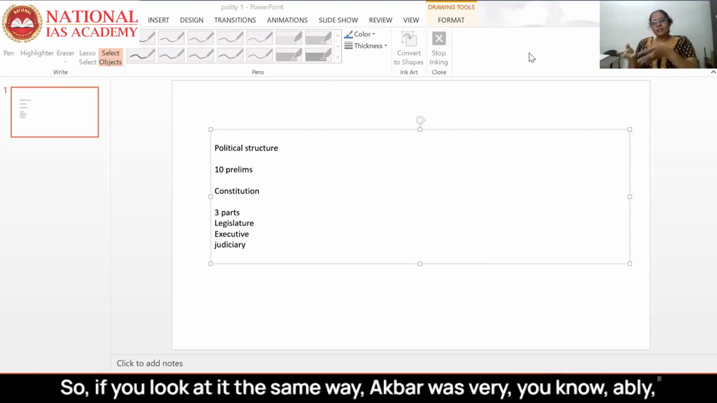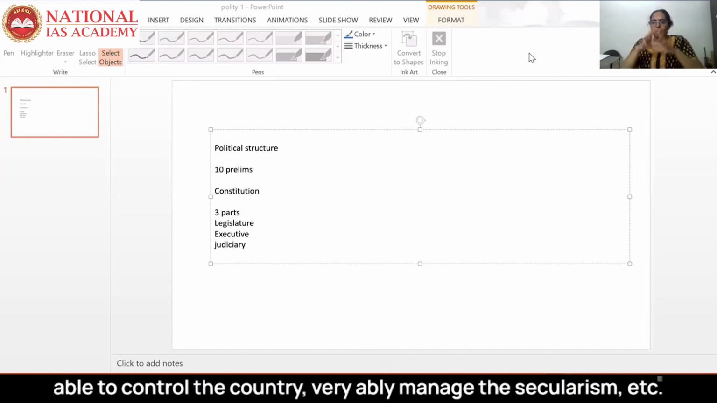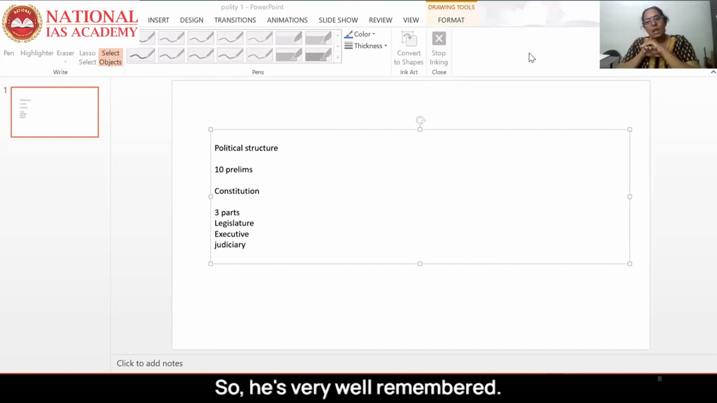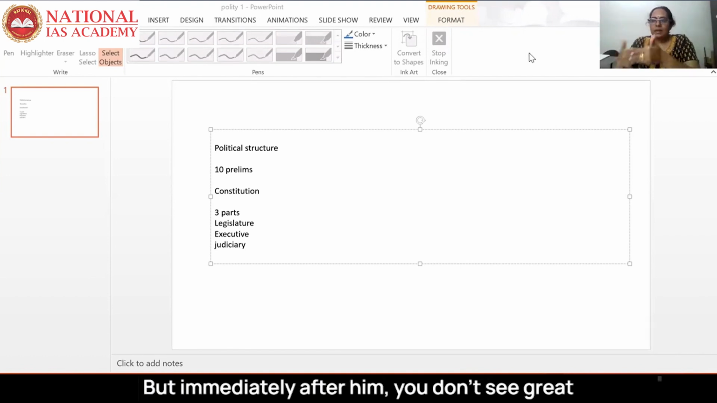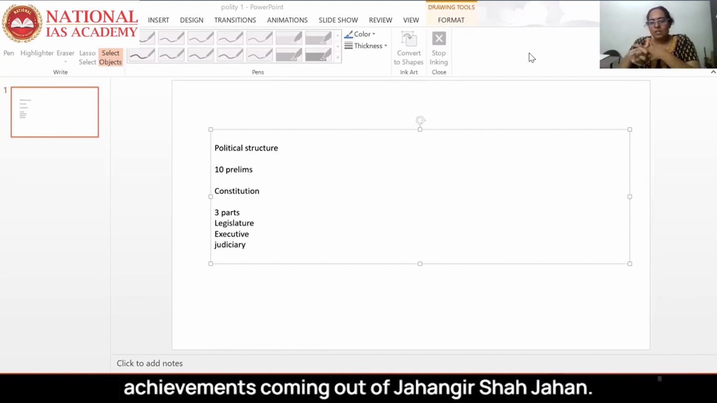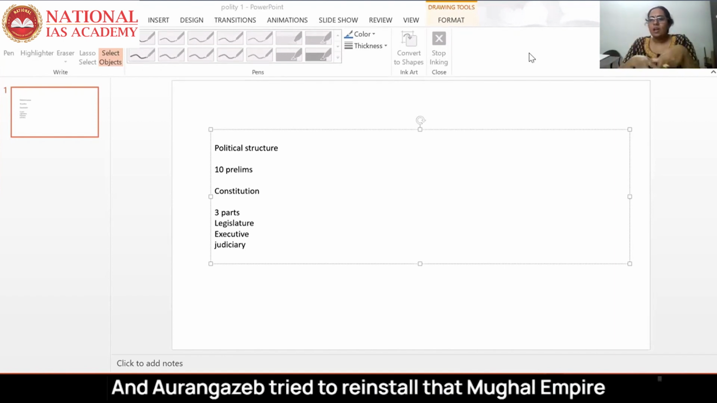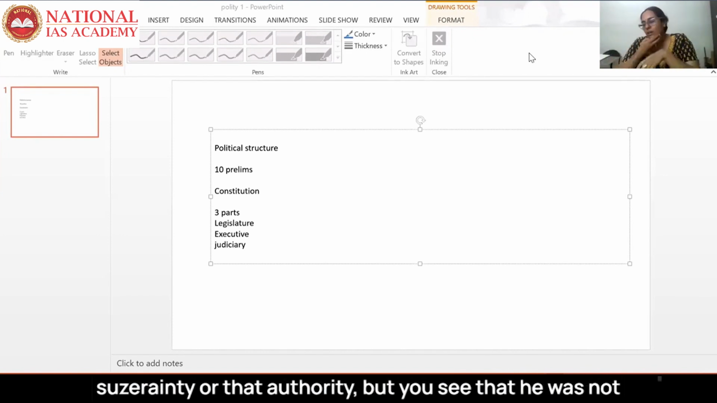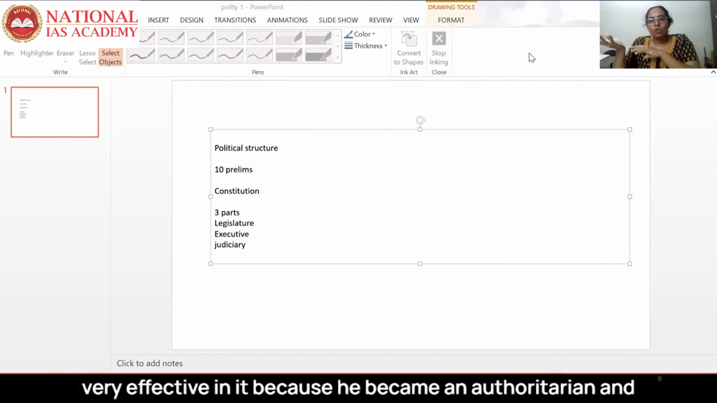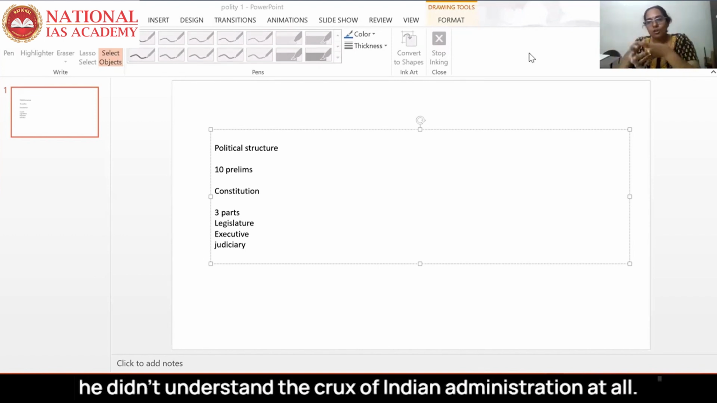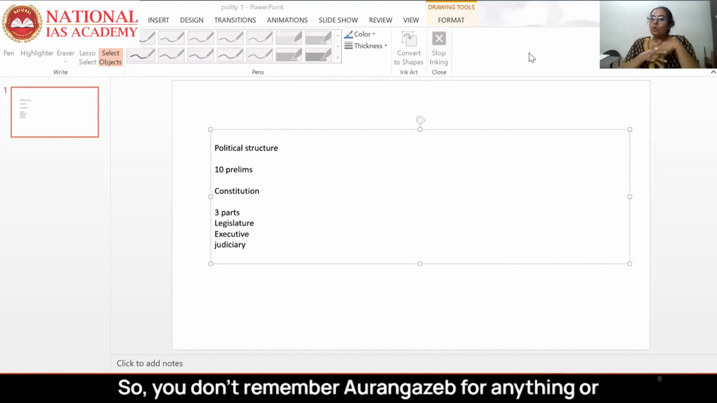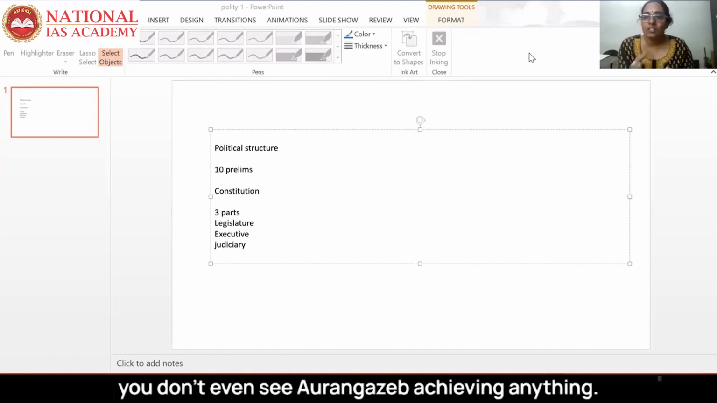If you look at it the same way, Akbar was able to control the country, very ably managing secularism, etc. So he's very well remembered. But immediately after him, you don't see great achievements coming out of Jahangir and Shah Jahan. Aurangzeb tried to reinstall that Mughal empire suzerainty or authority. But he was not very effective, because he became an authoritarian and he didn't understand the crux of Indian administration at all. So you don't remember Aurangzeb for anything, or see him achieving anything.